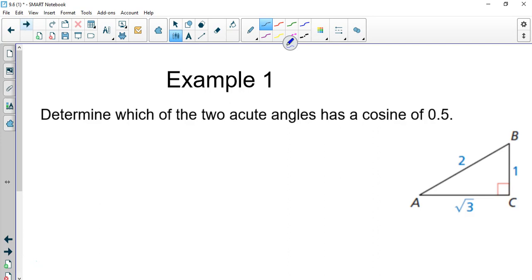Okay, determine which of the two angles has a cosine of 0.5. So we're going to look at the cosine of A and the cosine of B. So we're looking from two perspectives. So from A, remember cosine is adjacent over hypotenuse, CAH. So from A, the adjacent is root 3. And the hypotenuse is 2.